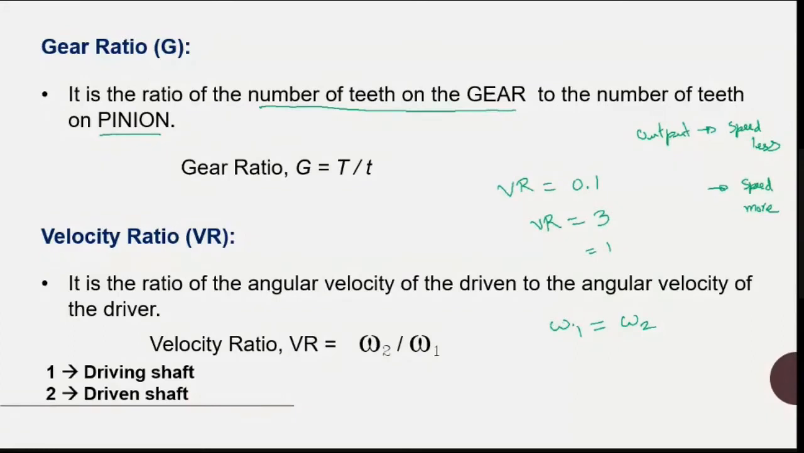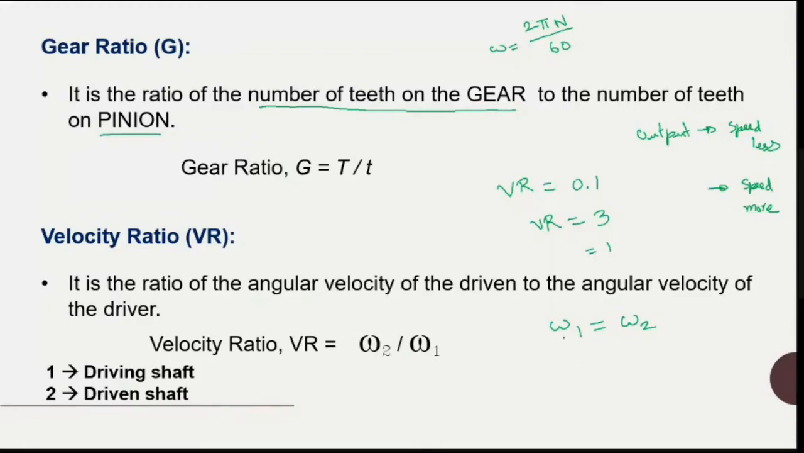What is this omega? It is 2 pi N by 60, or pi D N by 60. Sir, that is the cutting velocity. Sorry. So it is 2 pi N by 60, right? So your omega is always 2 pi N by 60.